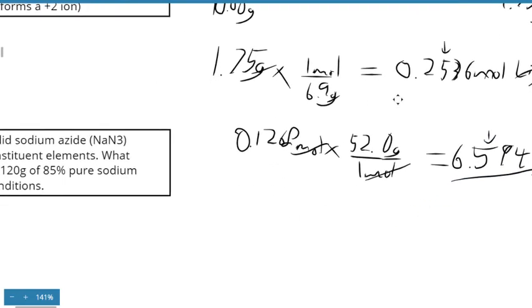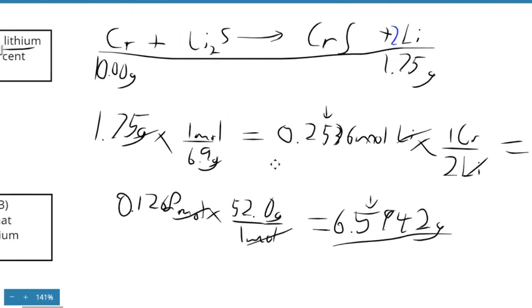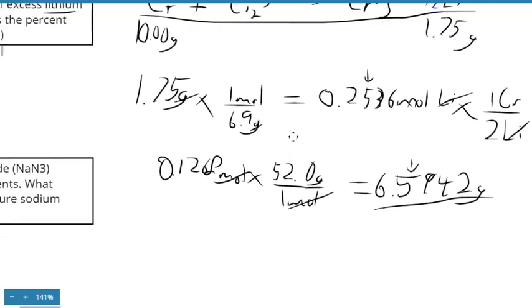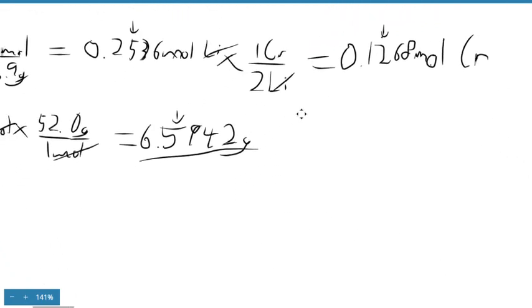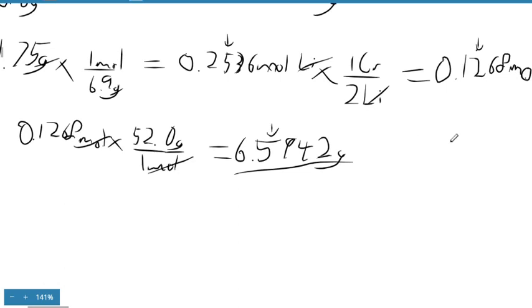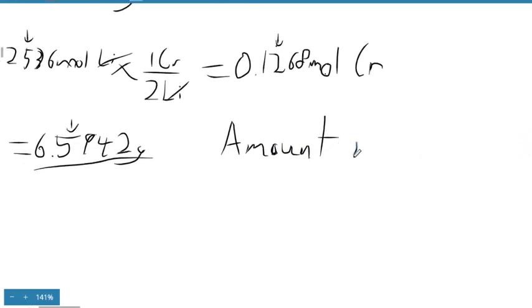Okay, now we find the percent purity. So if you didn't know, the formula is amount pure over amount impure. So if you don't really understand it, then you should memorize this formula and it'll probably help you.